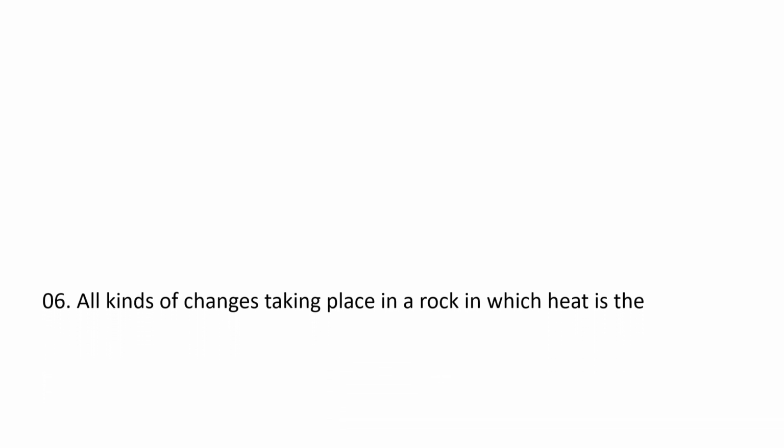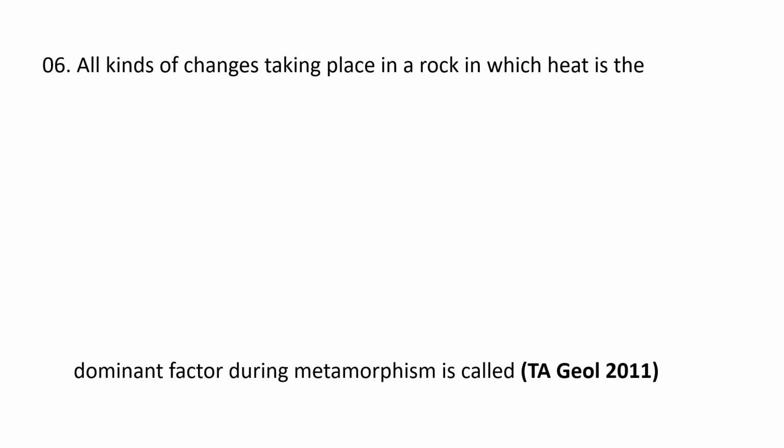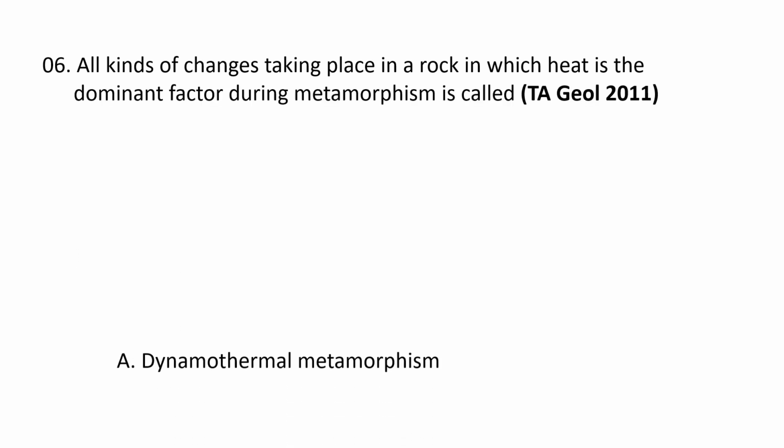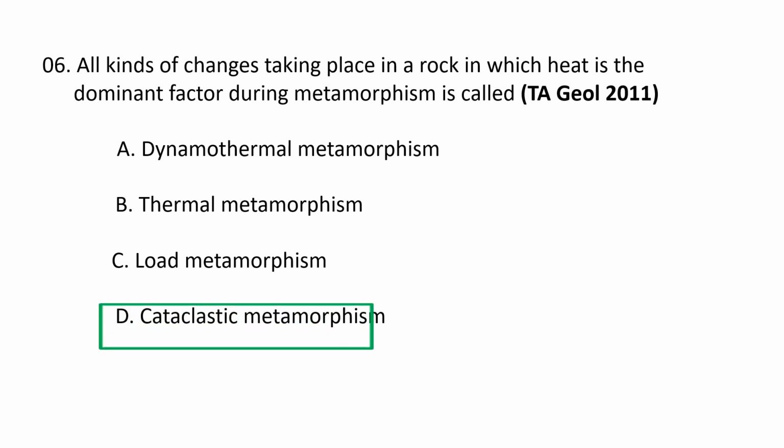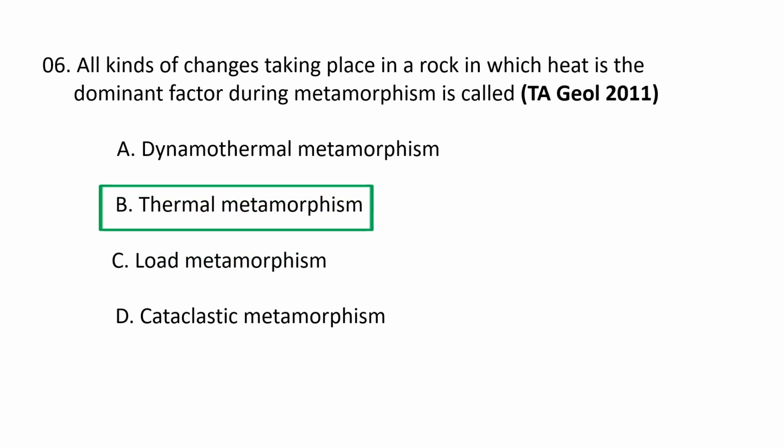Next question. All kinds of changes taking place in a rock in which heat is the dominant factor during metamorphism is called A. Dynamothermal metamorphism, B. Thermal metamorphism, C. Load metamorphism, and D. Cataclastic metamorphism. So the correct option is B. Thermal metamorphism. When heat is the main factor in changing the rock during metamorphism, it is called thermal metamorphism. Thermal metamorphism is also known as contact metamorphism. So B. Thermal metamorphism is the correct option.